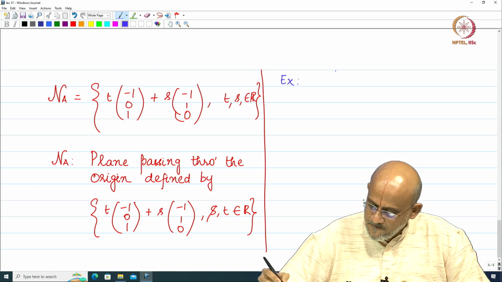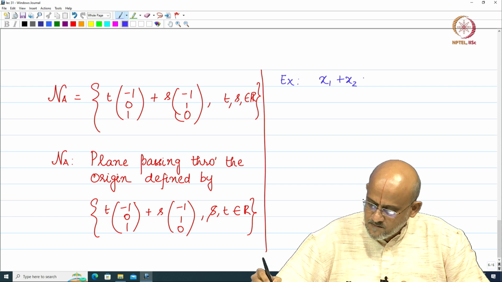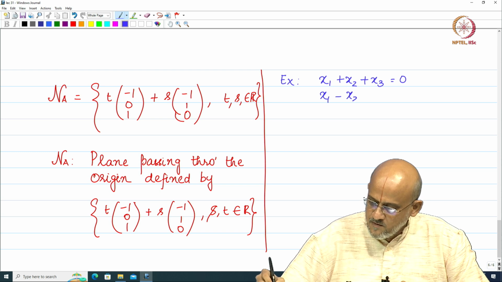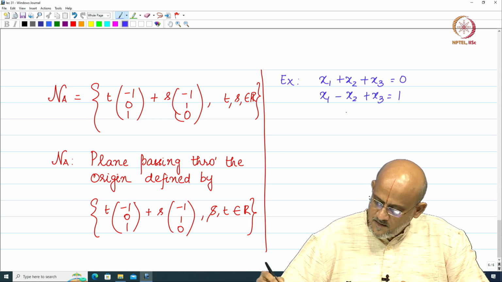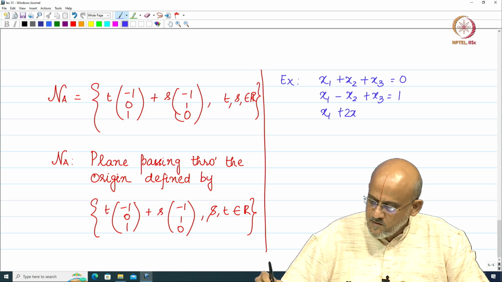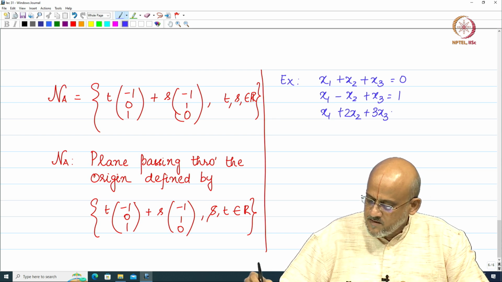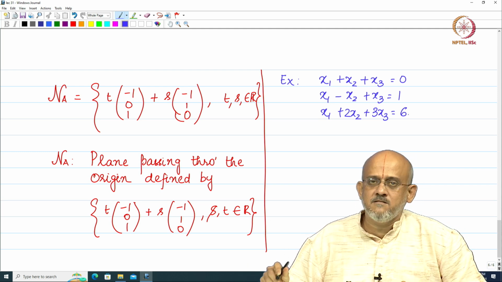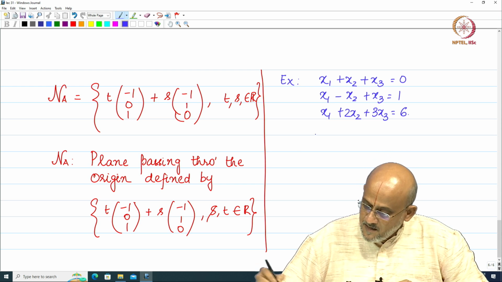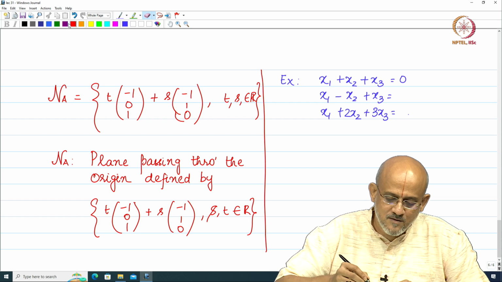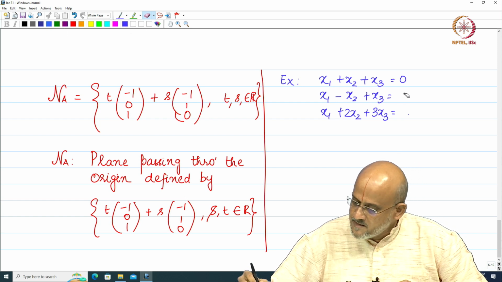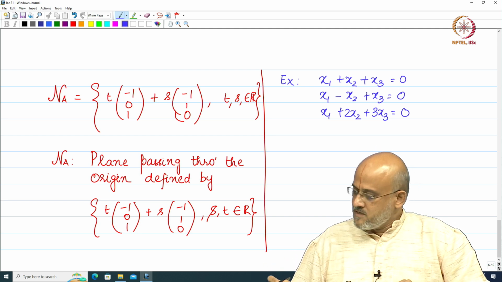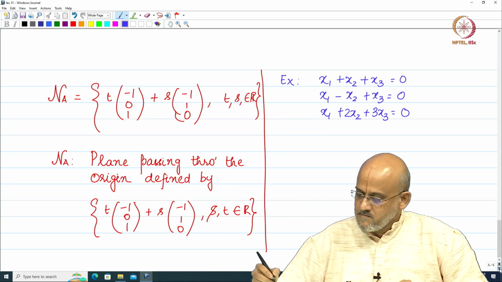Let us take the next example. So I have x1 plus x2 plus x3 is equal to 0. I have x1 minus x2 plus x3 is equal to 1. Then I have x1 plus 2x2 plus 3x3 is equal to 6, right. If you try to do row reduction on this, you will end up seeing, oh sorry, again let me put this as 0 0 0. I am looking at the homogeneous system of equations, so naturally this has to be 0 0 0, I hope I put this as 0, yeah, 0 0 0.